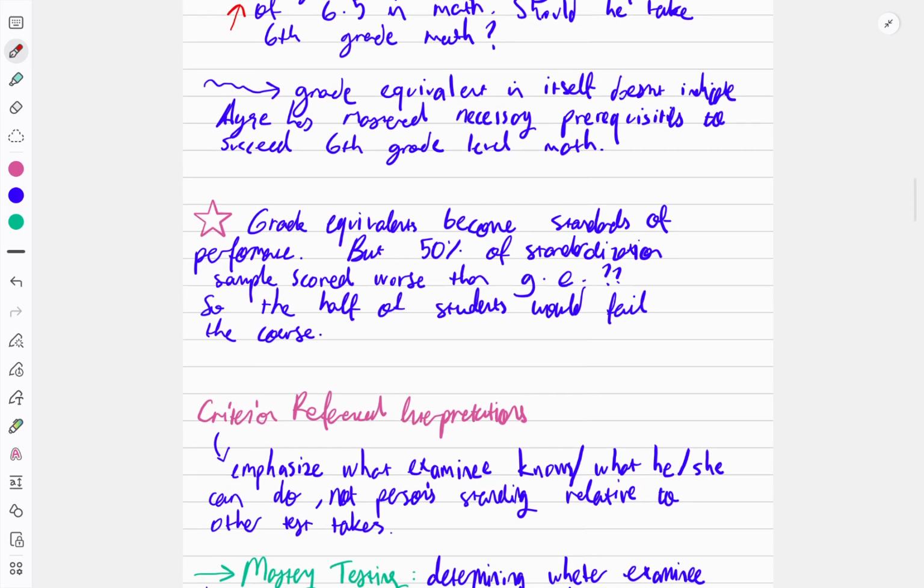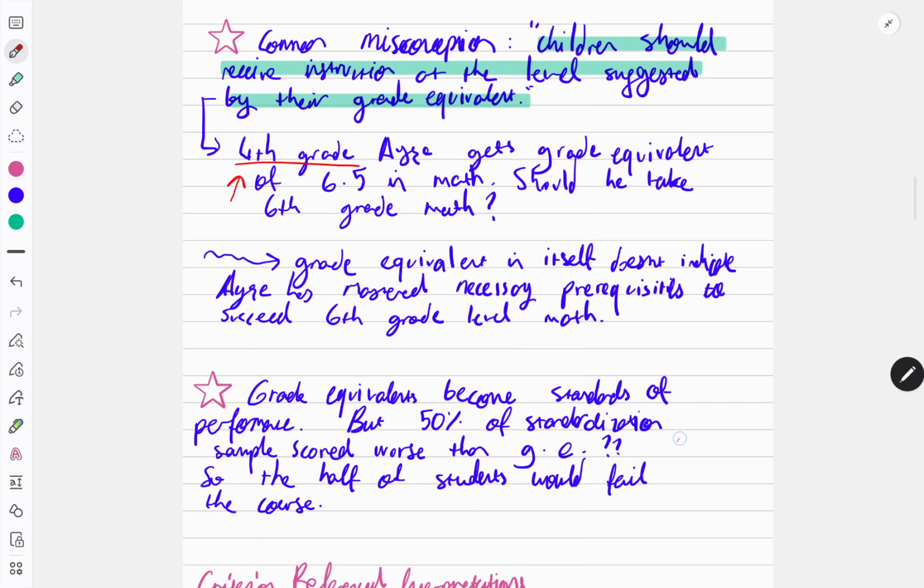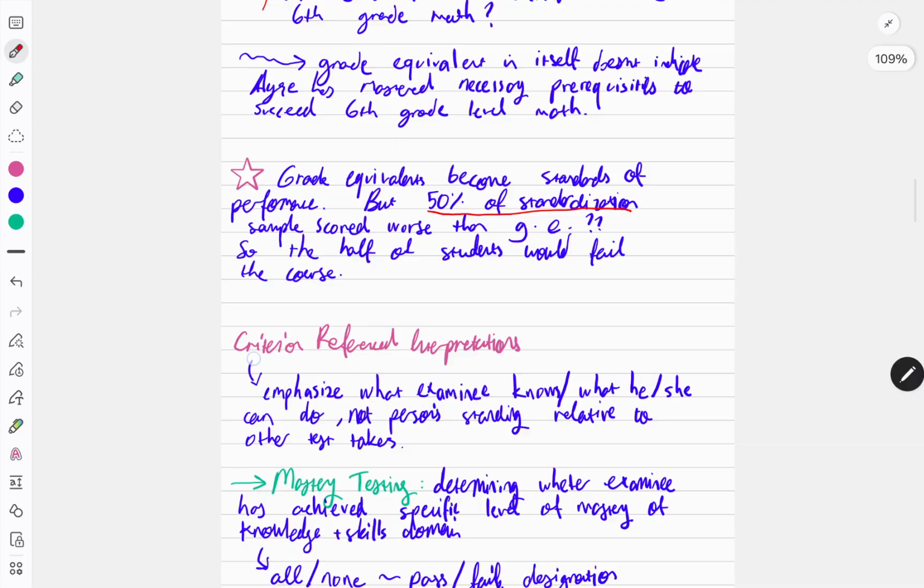Grade equivalence becomes a standard of performance, but 50% of the standardization sample scored worse than the grade equivalent. In order to have a mean or average, there should be people below the mean and above the mean. So if we just use, for third graders, that all third graders should get this grade to pass this class, that means that 50% will fail the class. So it can cause these issues.